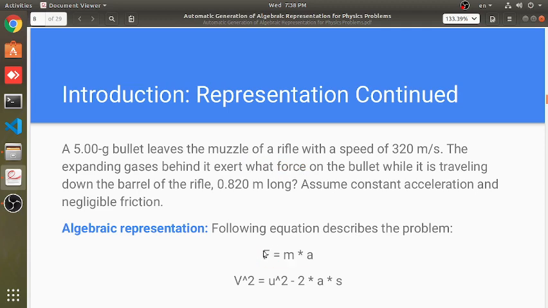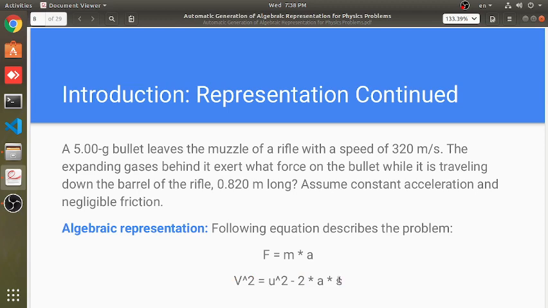So for F to be known, M and A should be known, but M is given here as 5 gram of bullet, but the acceleration is unknown. The acceleration therefore you have to determine from this second equation as the v, u and s. These three pieces of information or variables are known in this particular case.